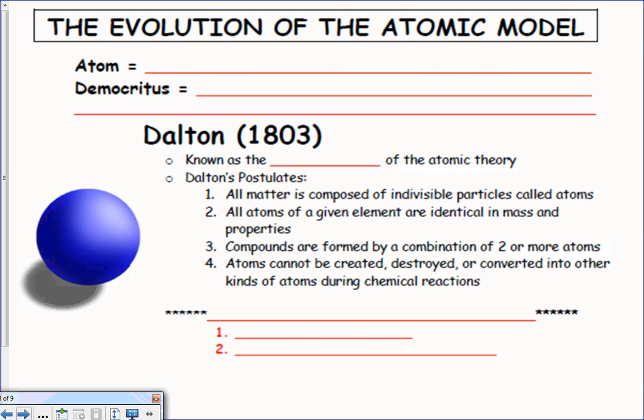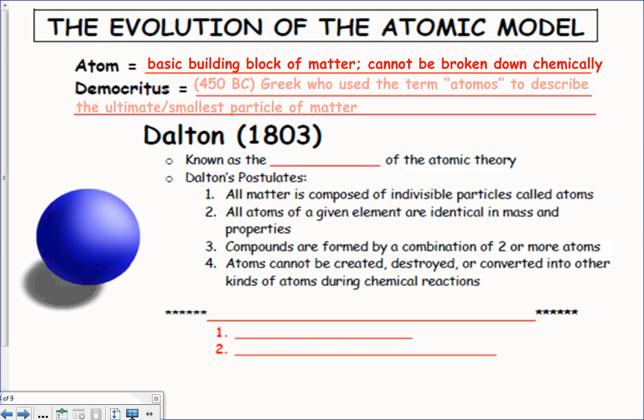So let's define a few things first. The atom is the basic building block of matter. It's not broken down chemically. Check this guy out. How do you say his name? Democritus. Democritus in 450 BC, that's before Christ. He used the term atomos, described as the ultimate or smallest particle of matter.